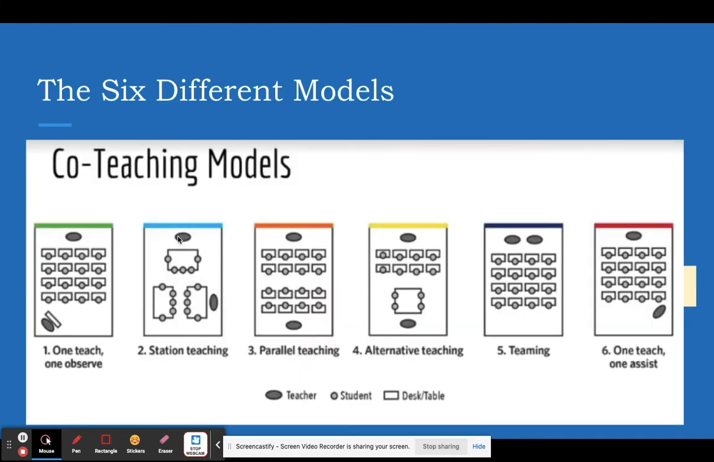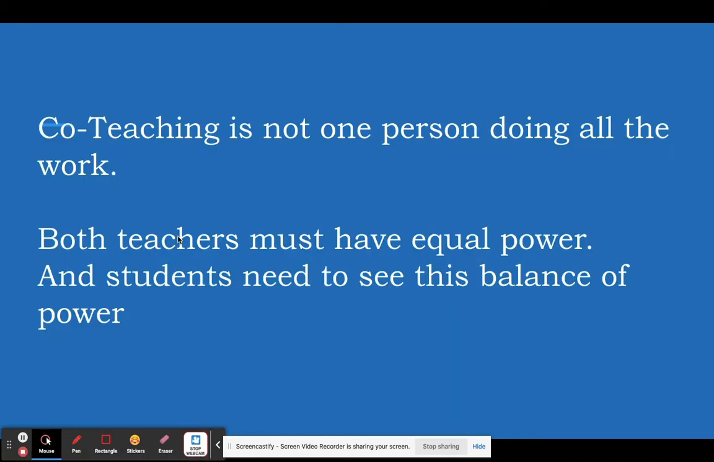So there are six different teaching models that they came up with: one teach, one observe, station teaching, parallel teaching, alternate teaching, teaming, and one teach, one assist. There are little structure models, little pictorial models, of what's happening in each one. Co-teaching is definitely not one person doing all the work.